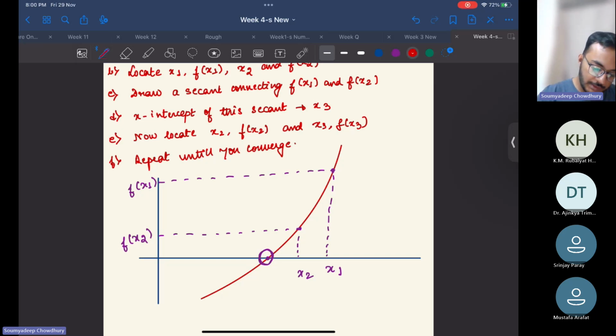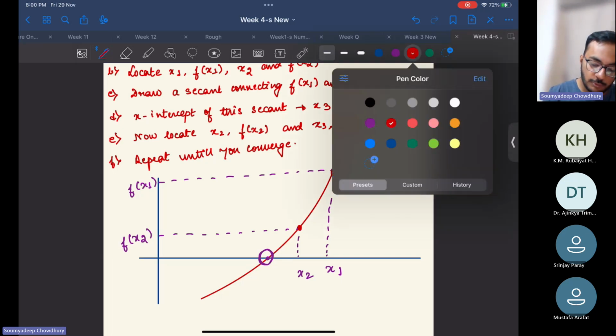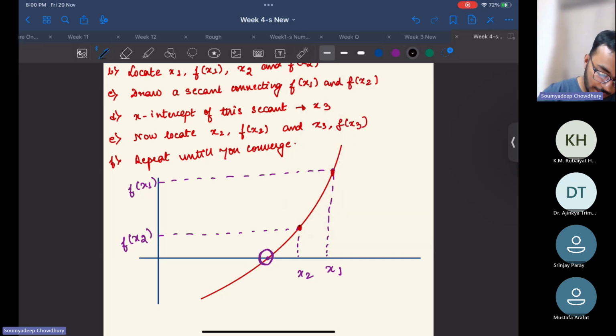So this is my point here where it intersects. Joining these 2 points, we have to draw a secant like this. Secant means a straight line joining these 2 points. Since the graph is a curve, we are calling it a secant. Now we have to find the x-intercept of this particular line. So we have to extend this line till it intersects the x-axis.